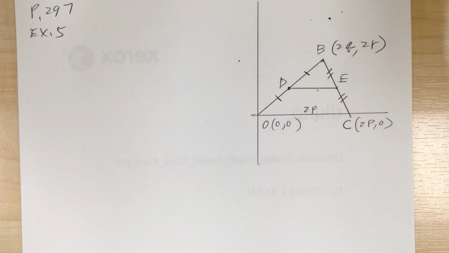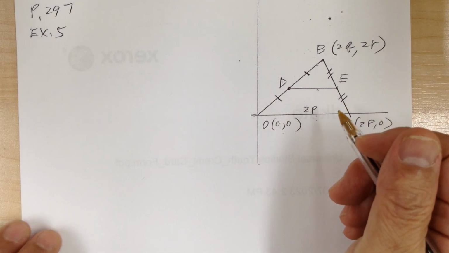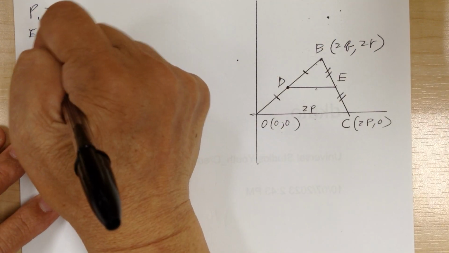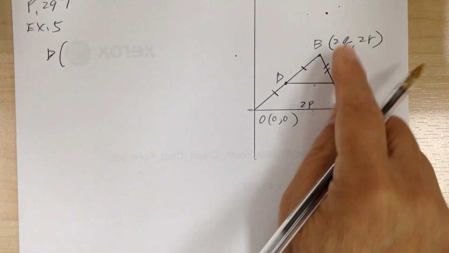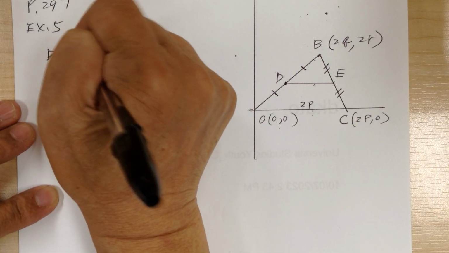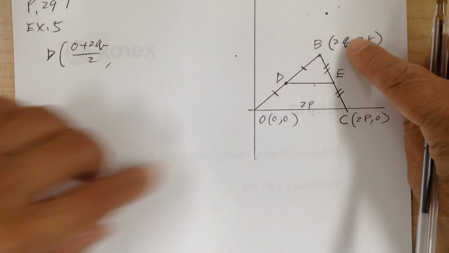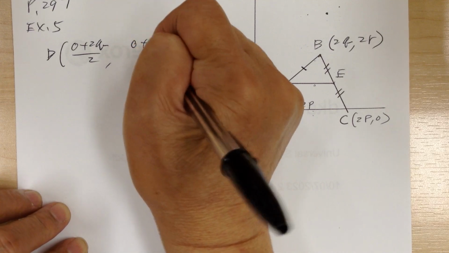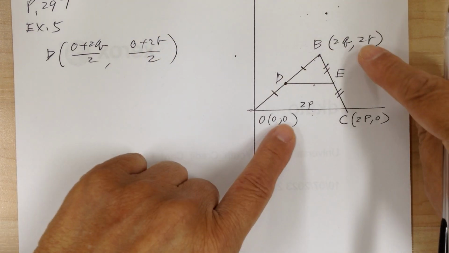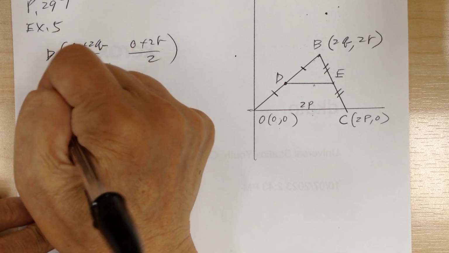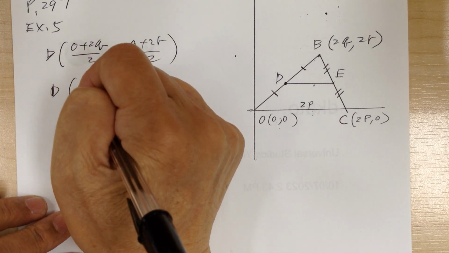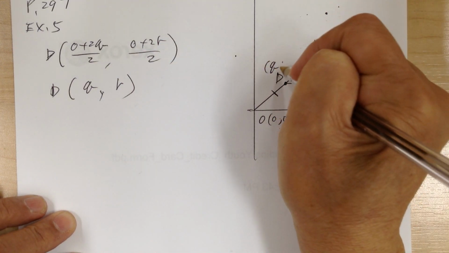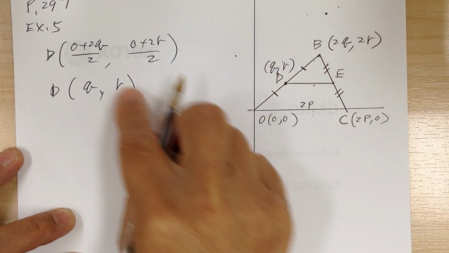First we find the coordinate of D. D is a midpoint of these two. Remember how to find midpoint? You average the two. So it would be 0 plus 2q over 2, and 0 plus 2r over 2. That's the midpoint, you average the two. So the coordinate of D would be q, r. Now you see why they use a 2, because you have to divide.